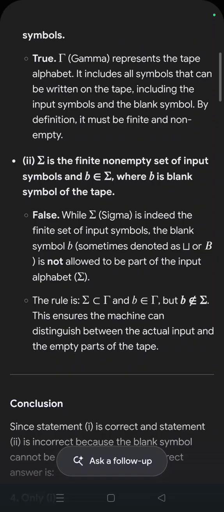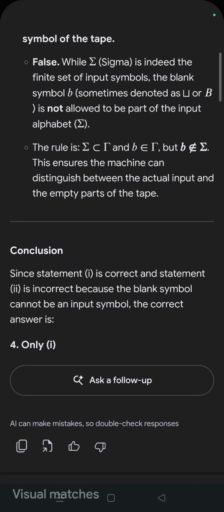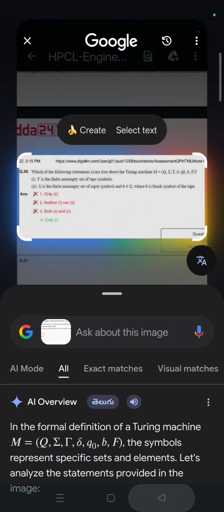is not allowed as part of the input alphabet Sigma. The rule is Sigma belongs to Gamma, and B belongs to Gamma, but B does not belong to Sigma. It ensures the machine can distinguish between the actual input and the empty parts of the tape. Conclusion: 1 is the correct statement, 2 is the incorrect statement.